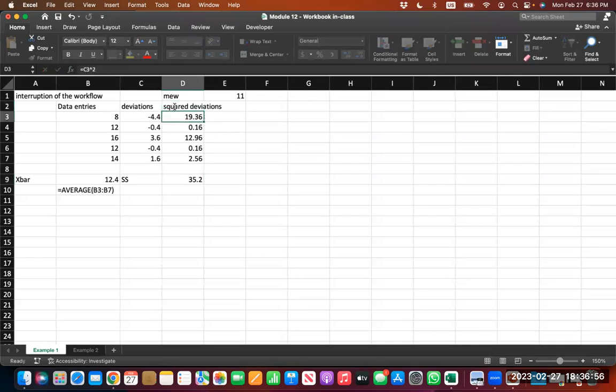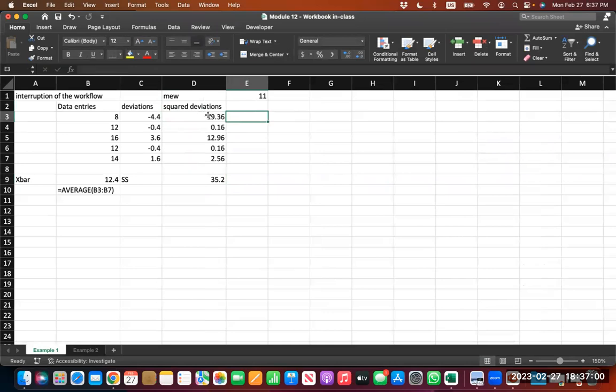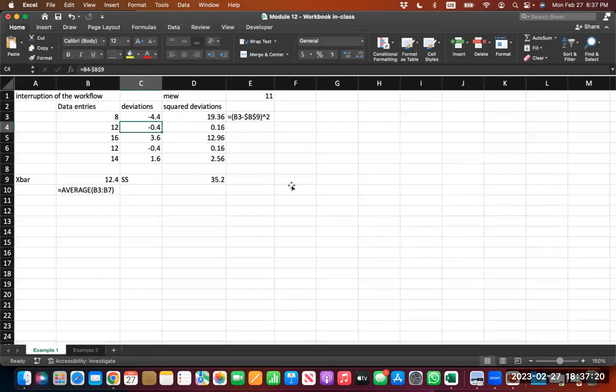Okay, squared deviations, sum of squares. Some squared deviations you can also express like this. You can put this in a bracket and just square everything. Good. So this is our sum of squares.